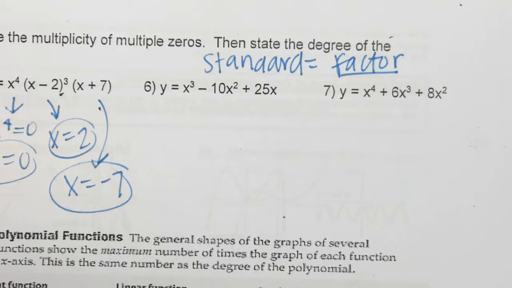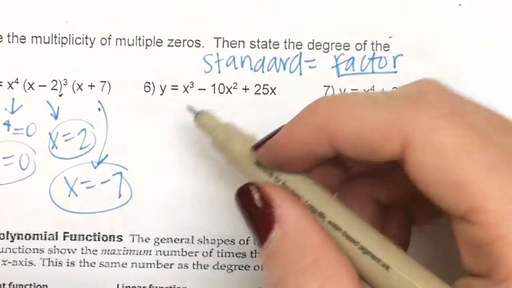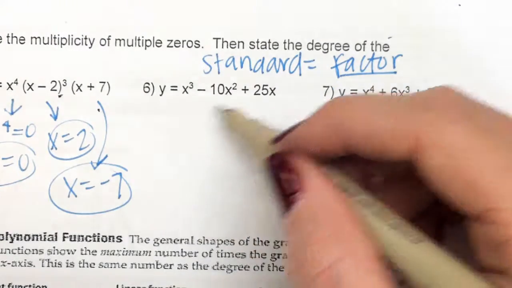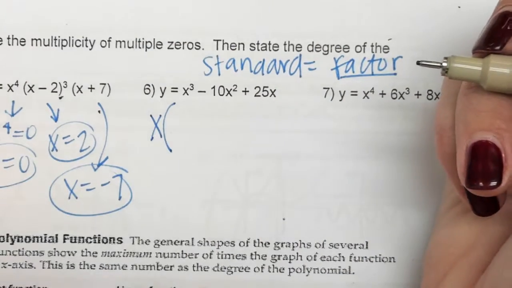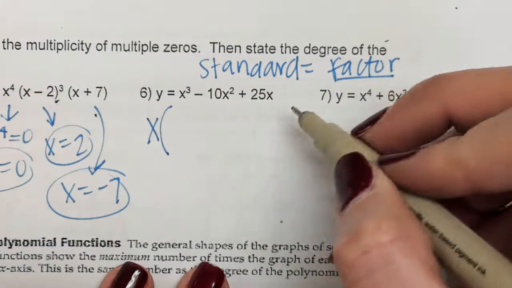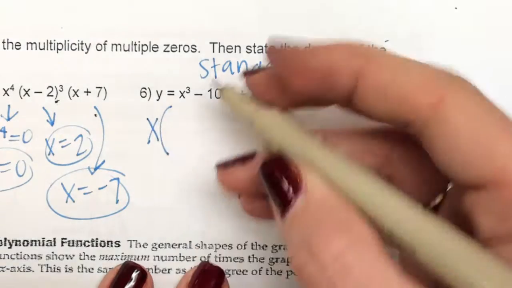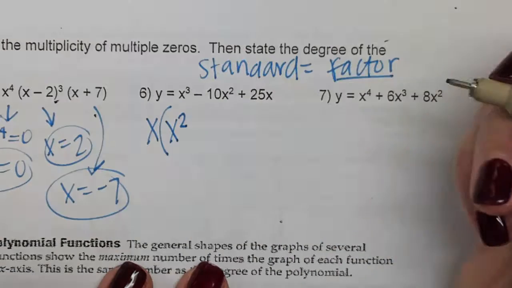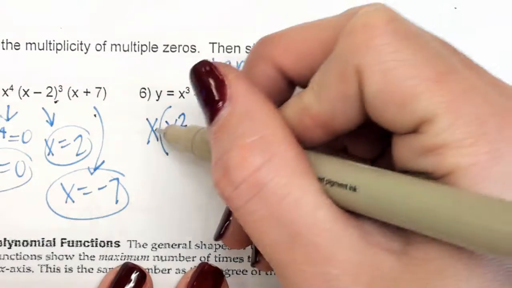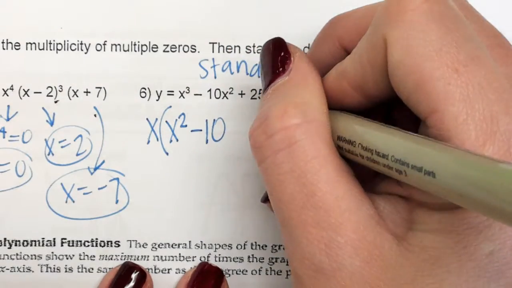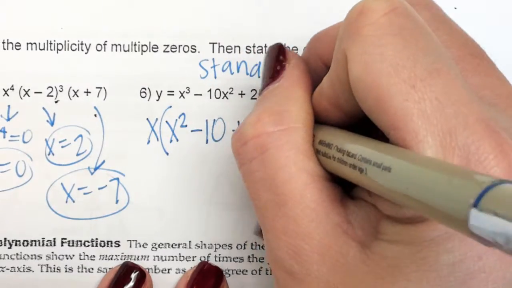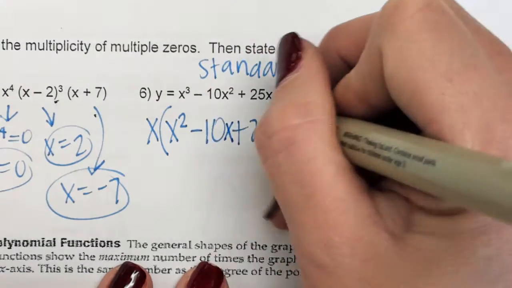Looking at number 6, think about how could I factor this one? They all have what in common? Good, they all have an x in common. Take it out. So if I took out an x out of all of these, x cubed divided by x, that would be x squared. Negative 10x squared divided by x, negative 10. 25x divided by x, 25. Oops, I forgot an x right here.